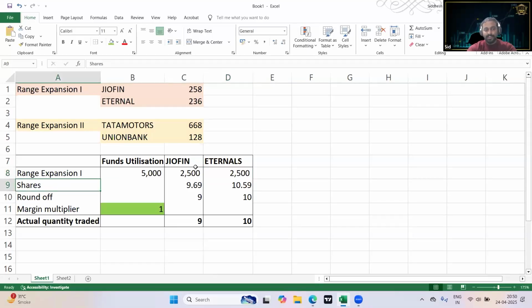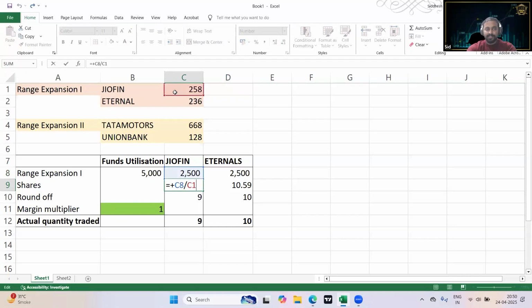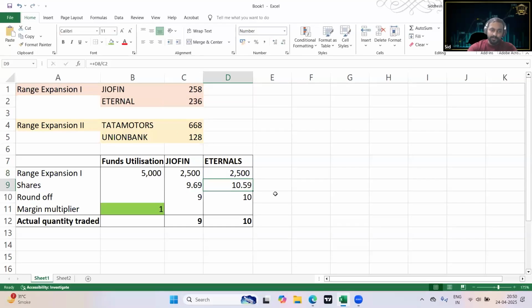How many shares can we buy of each of these stocks? For example, if a JIOFIN buy trade came in, it had a range expansion and crossed a resistance, so how many shares can we buy? Simple calculation: divide 2500 by the JIOFIN price, that is 258. You get close to 9.69, and similarly for Eternals you get 10.59. Now we can't trade in points, so whatever the lower round off is, in this case it will buy 9 shares, or if it was Eternals, it will buy or sell 10 shares.